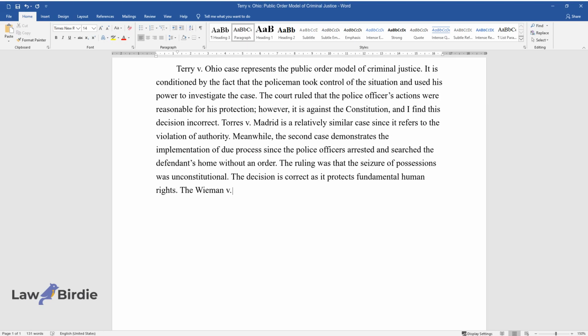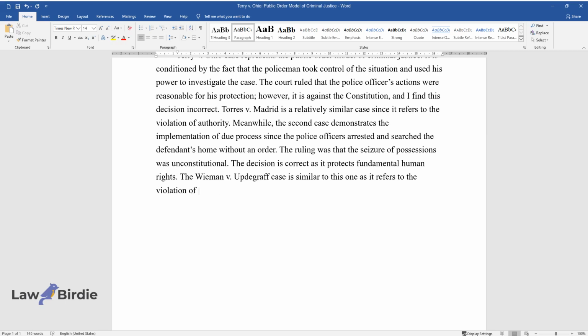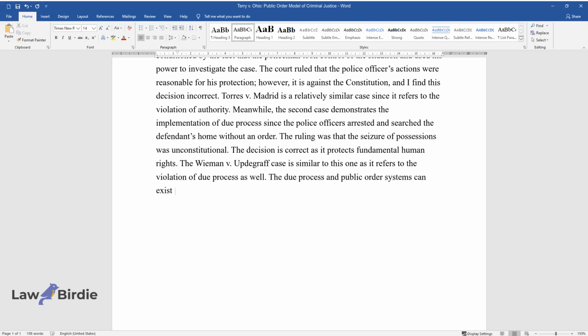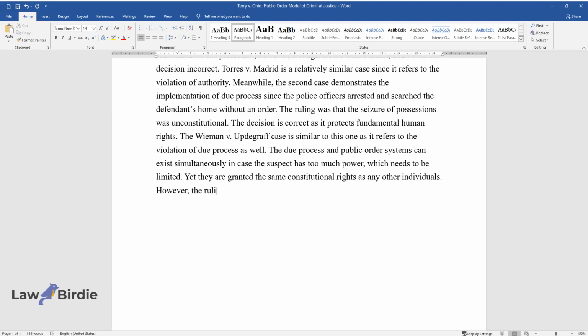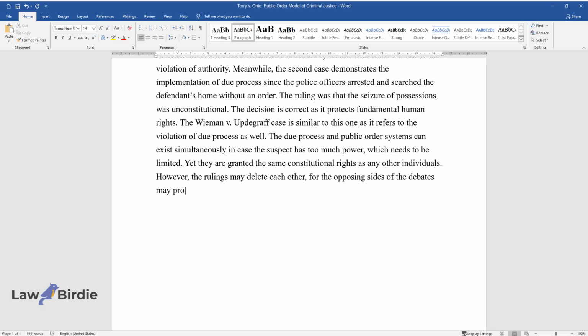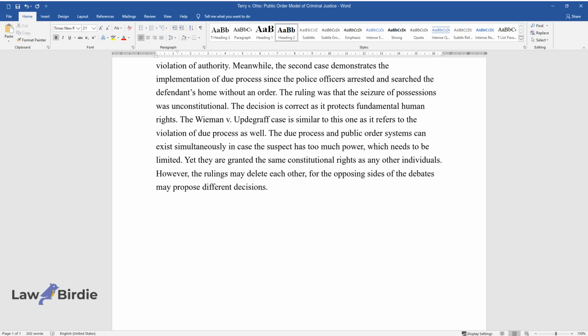The Weeman vs. Updegraff case is similar to this one as it refers to the violation of due process as well. The due process and public order systems can exist simultaneously in case the suspect has too much power, which needs to be limited. Yet they are granted the same constitutional rights as any other individuals. However, the rulings may delete each other, for the opposing sides of the debates may propose different decisions.